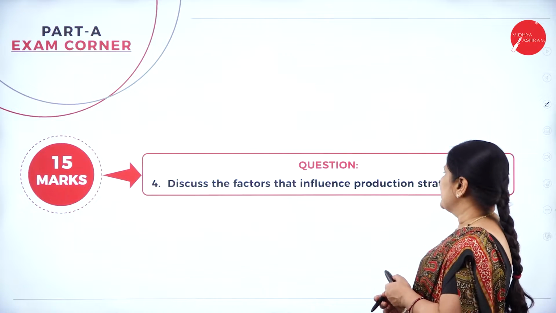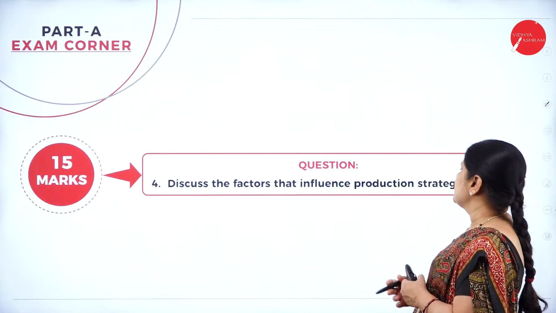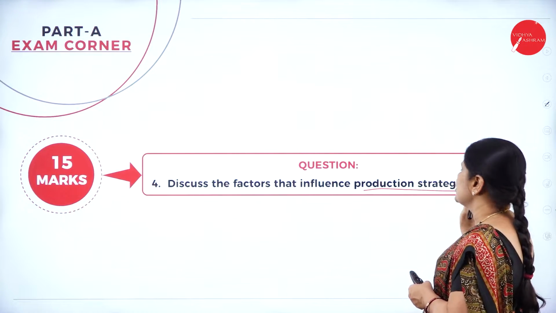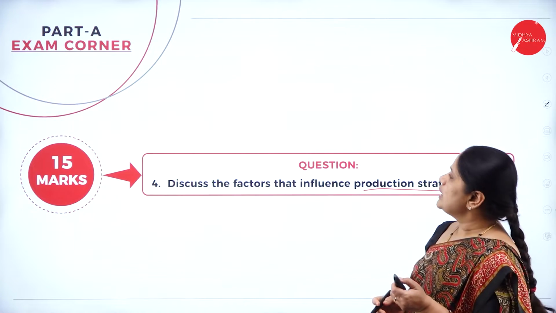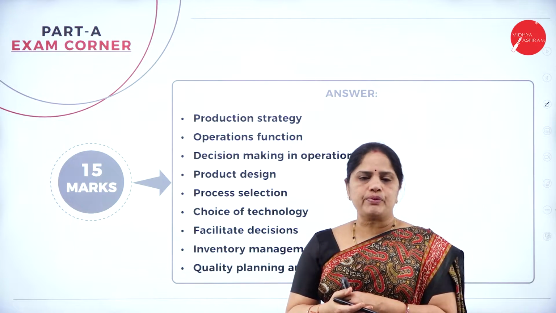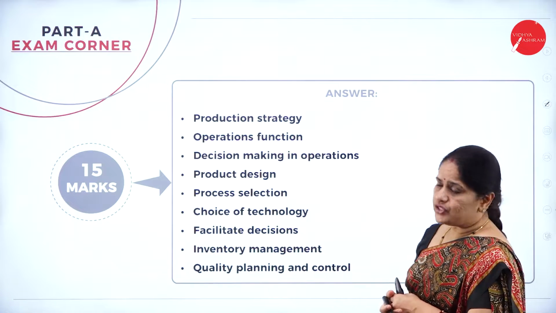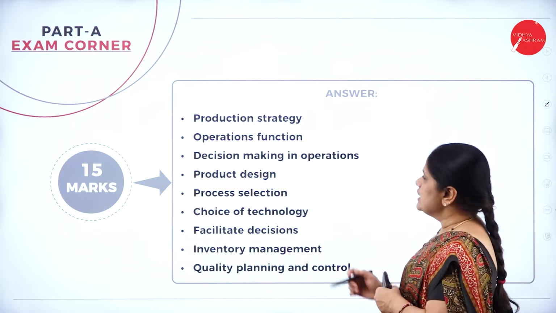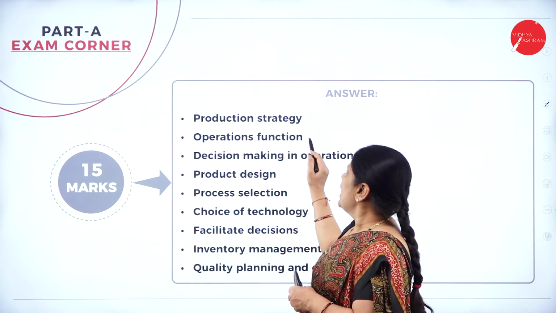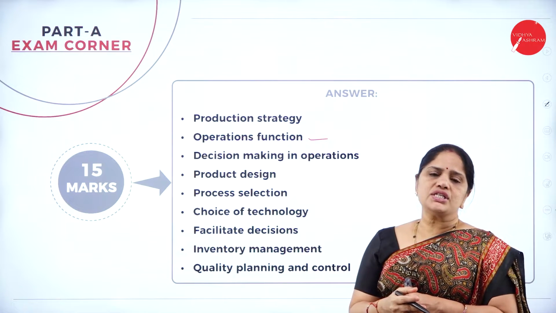Then the fourth question is, discuss the factors that influence production strategy. Now, what are those factors which influence the production strategy? We have to discuss here. Now, in this production strategy, we have to discuss the operations function.